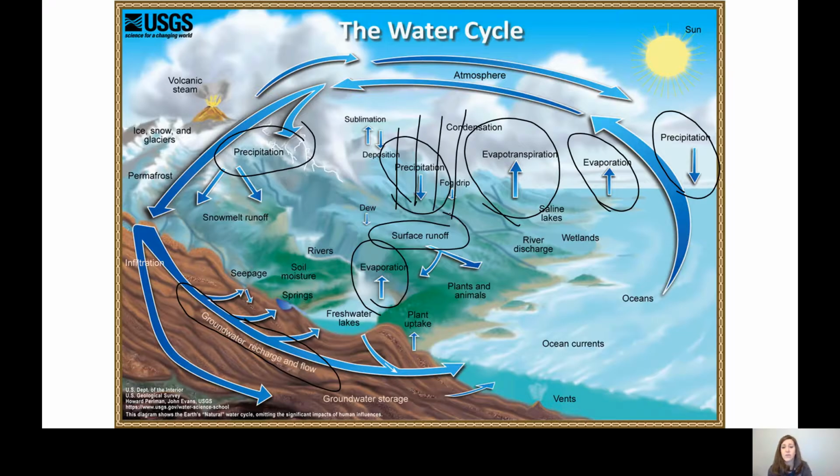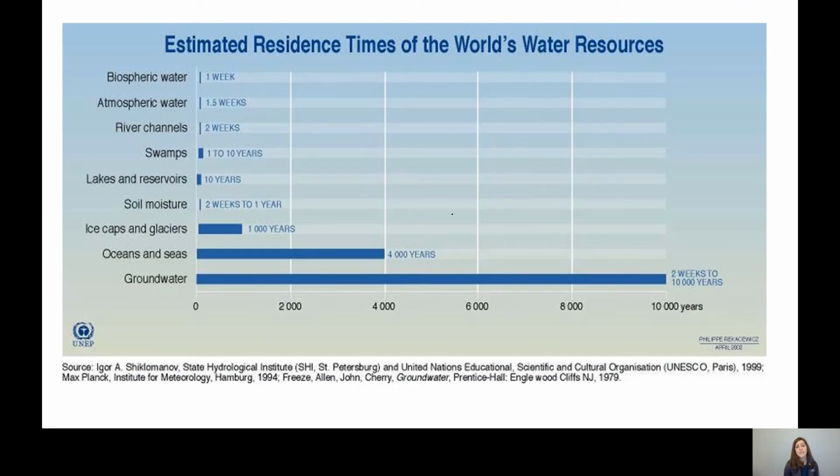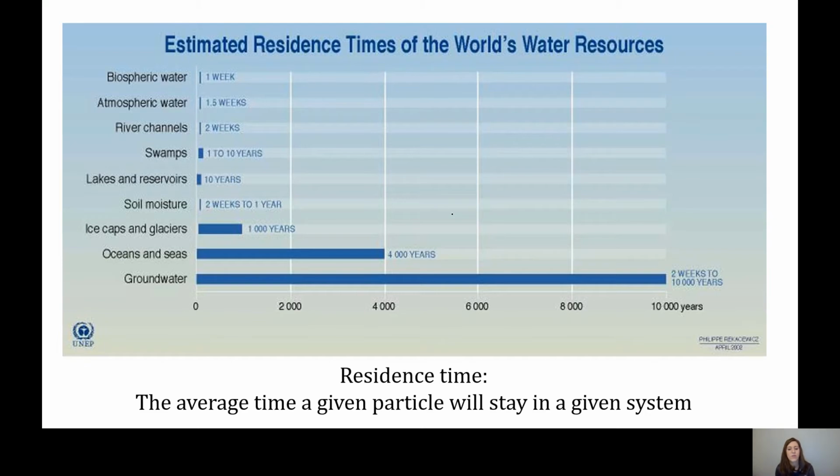Okay, the last thing I want to talk to you about is this idea of residence time. So when we're looking at the hydrologic cycle, we're looking at how water flows throughout all of these different locations where water can exist on Earth. And one way to measure that is by looking at the residence time, which is the average time a given particle, in this case water, will stay in a given system, in this case a portion of the water cycle.